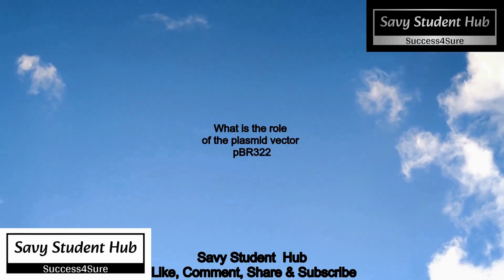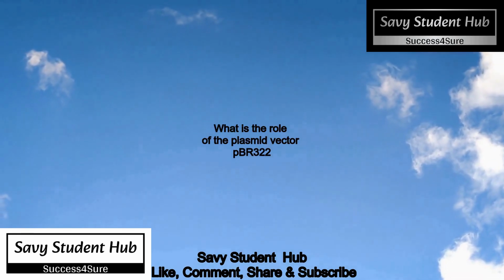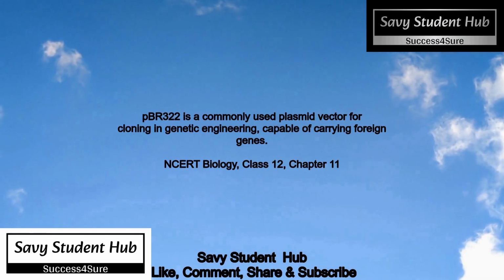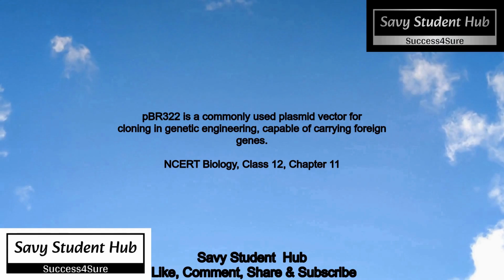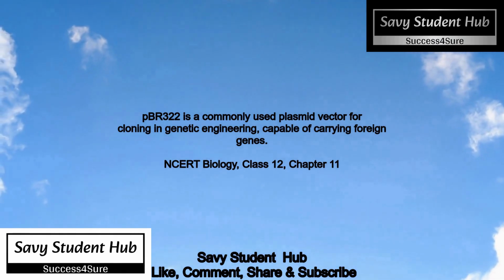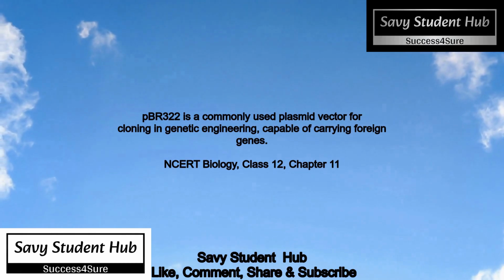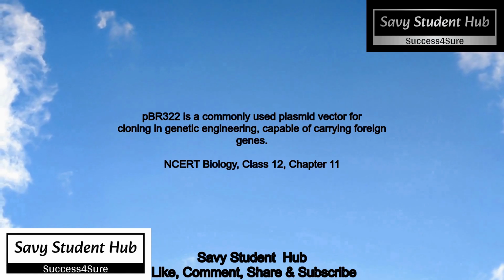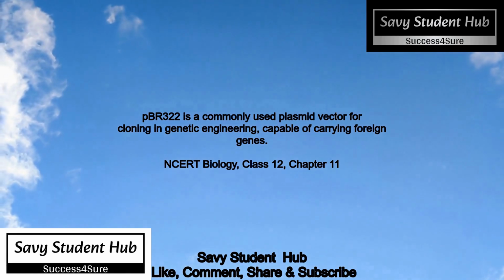What is the role of the plasmid vector PBR322? PBR322 is a commonly used plasmid vector for cloning in genetic engineering, capable of carrying foreign genes.